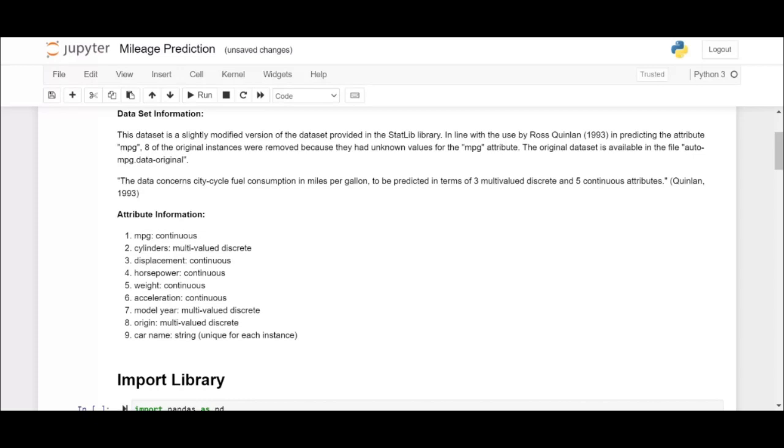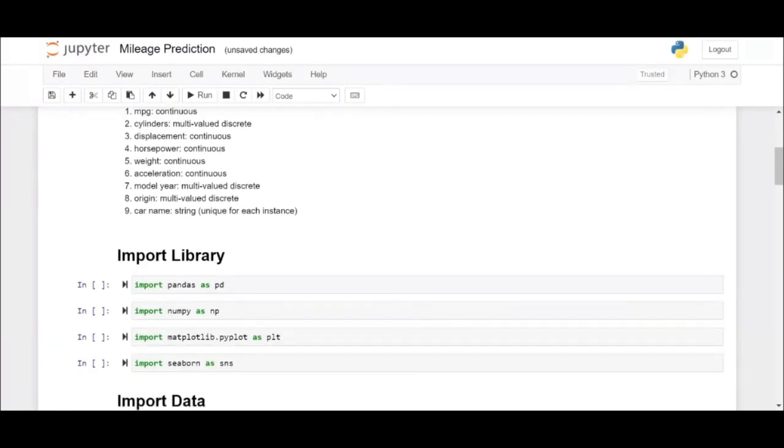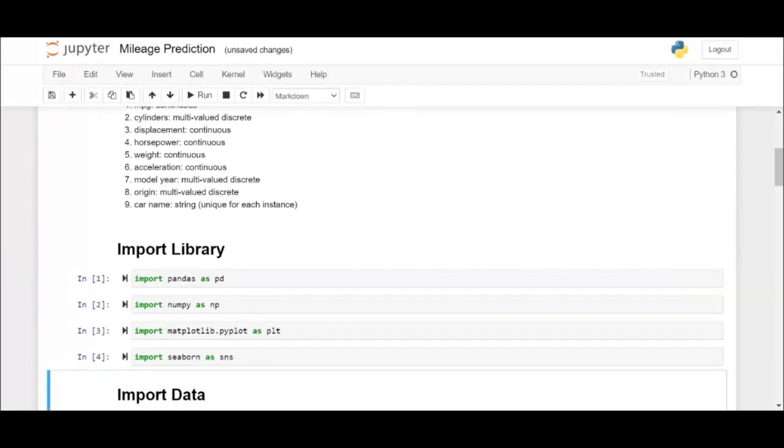Then we have the make of the vehicle, origin of the vehicle, and the name of the company or the model. So these are available. Now the first thing is to import the libraries. So first, we will import the libraries. We import the first four: pandas, numpy, matplotlib, and seaborn.